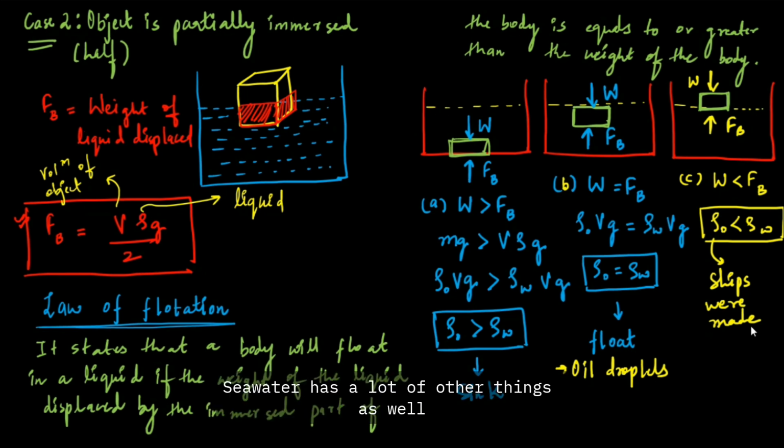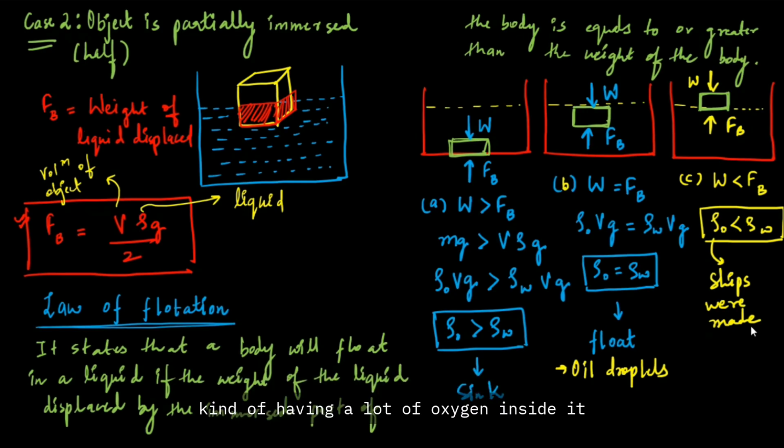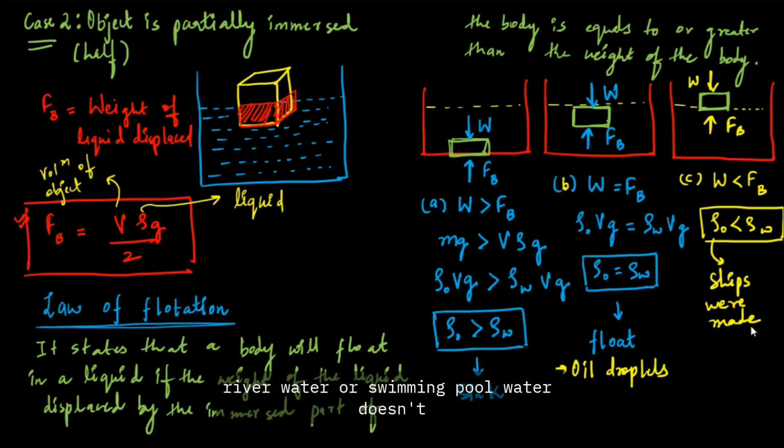Sea water has a lot of other things as well. There are continuous waves coming around, and a vibrational motion of water molecules. The water also has a lot of oxygen inside it, and as it keeps on moving, it can push you inside very quickly. River water or swimming pool water doesn't do those things.